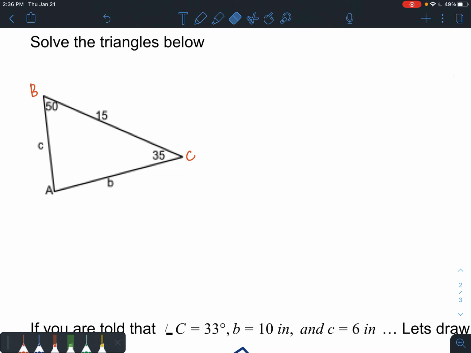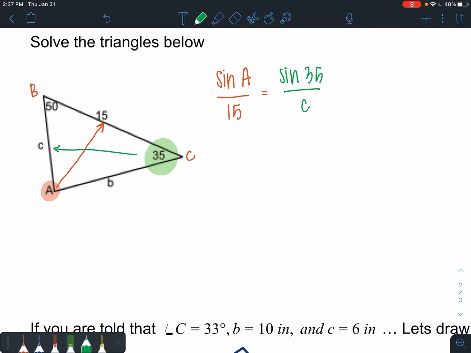So that's A, B, and C. In other words, the angle and the side it's across from are always creating a ratio. So we're going to have sine of A over 15 equals sine of 35 over C equals sine of 50 over B.